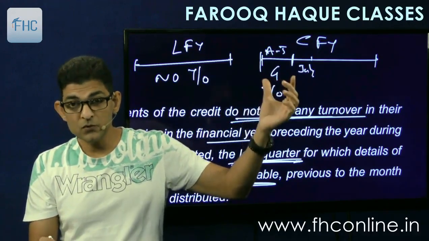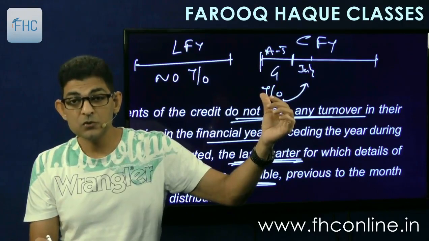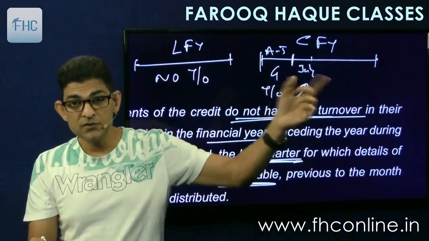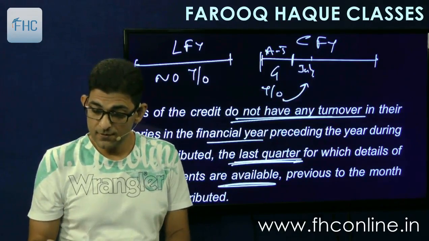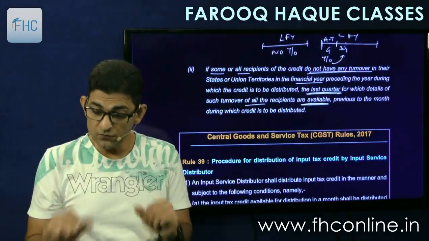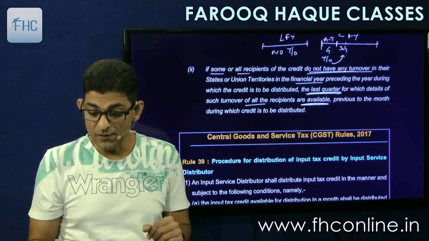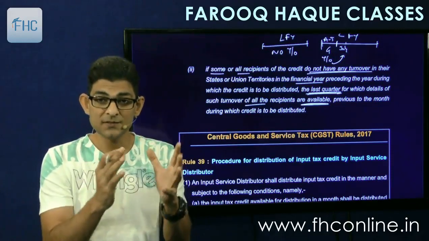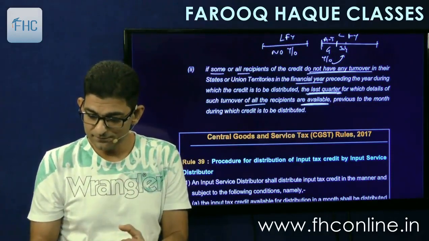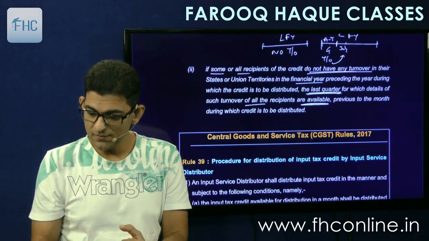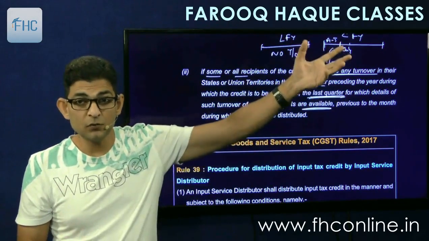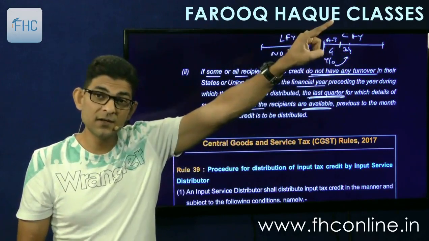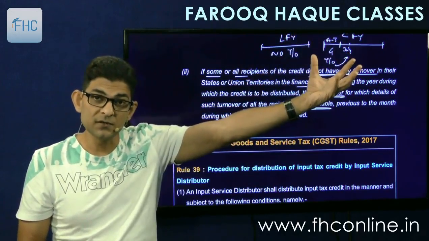So this turnover of this quarter will be used as a base for distribution in the month of July, and then August and September. Okay. The last quarter for which the turnovers are available, that will become the base. Got it? Simple. And then in this year, as we'll have turnover of all the 4 units, so for the next year we will use the turnovers of this year.